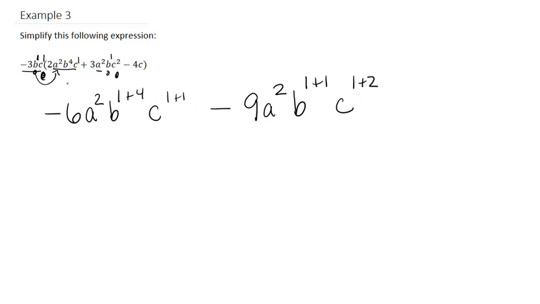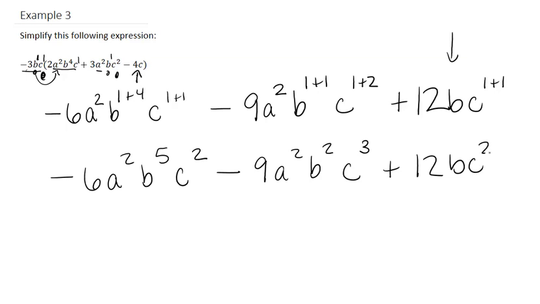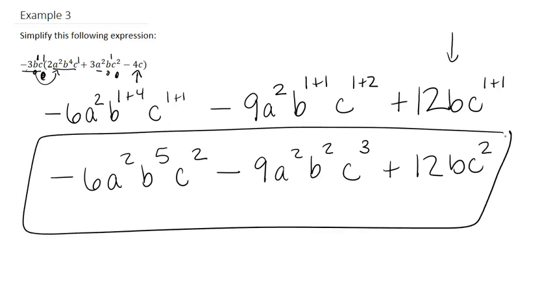And then the last thing we need to do is go ahead and multiply this negative 3 times negative 4, which is positive 12. And then we just have a b. There's no b here, so we can just leave this by itself. And then we have c, 1 plus 1. So when we rewrite this, this is negative 6a squared b to the fifth c squared minus 9a squared b squared c to the third plus 12bc squared. This would be our final solution.